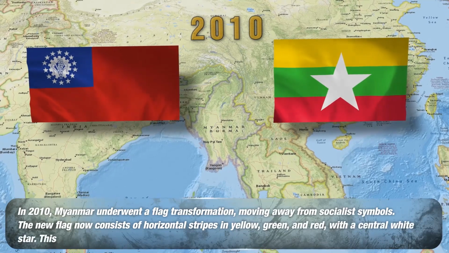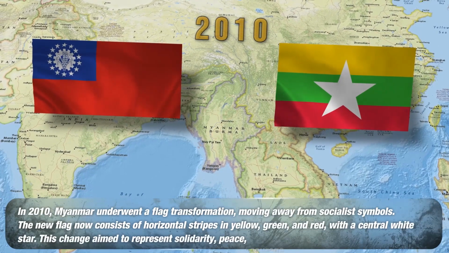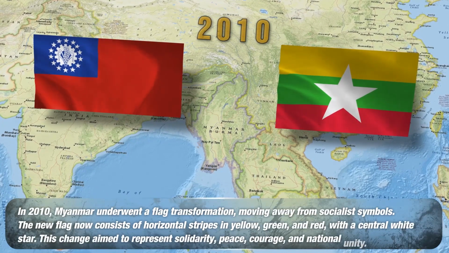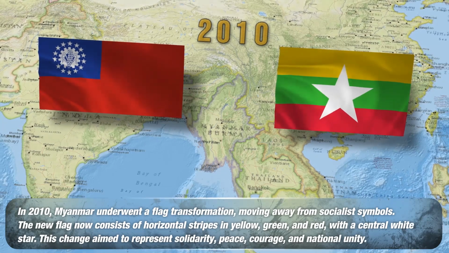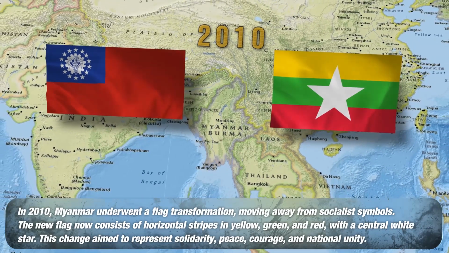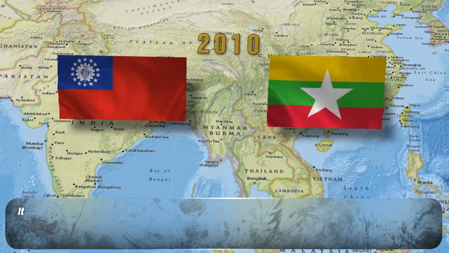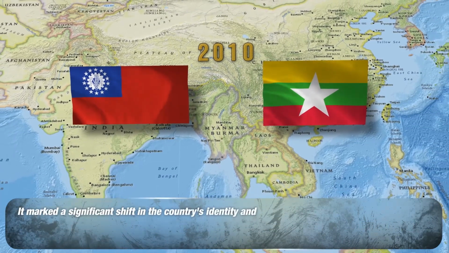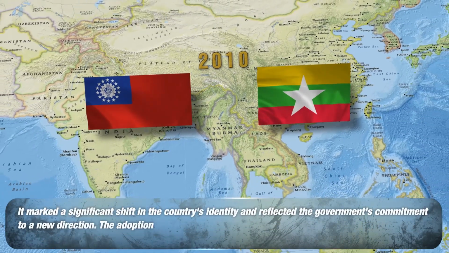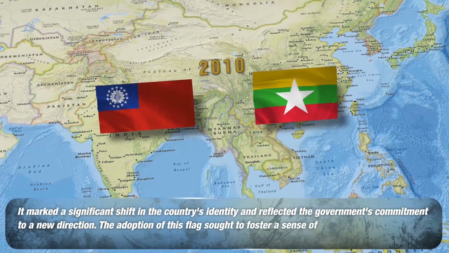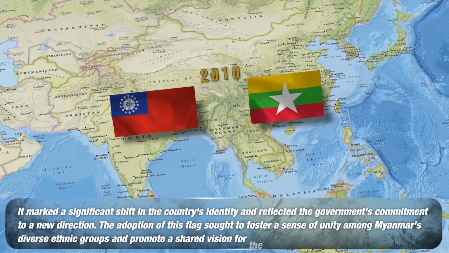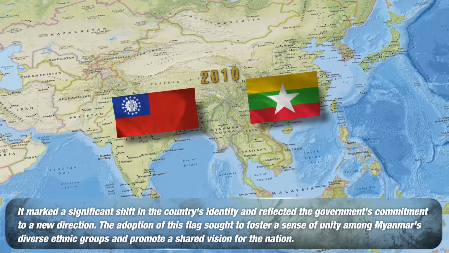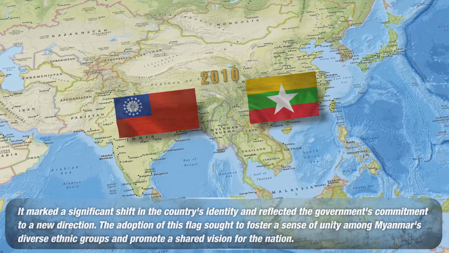In 2010, Myanmar underwent a flag transformation, moving away from socialist symbols. The new flag now consists of horizontal stripes in yellow, green, and red, with a central white star. This change aimed to represent solidarity, peace, courage, and national unity. It marked a significant shift in the country's identity and reflected the government's commitment to a new direction. The adoption of this flag sought to foster a sense of unity among Myanmar's diverse ethnic groups and promote a shared vision for the nation.